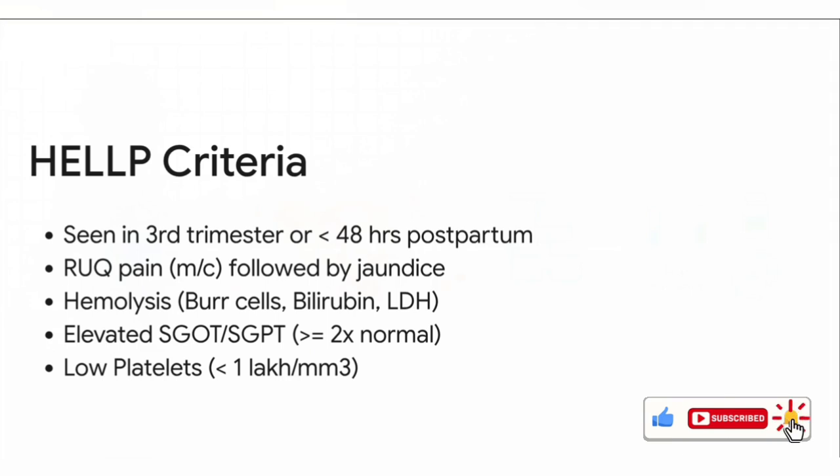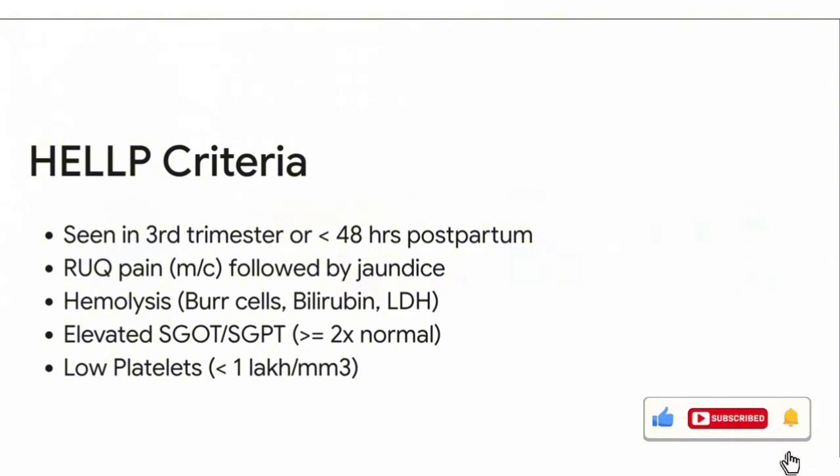So how does the patient actually present in the ER? Mostly in the 3rd trimester, or sometimes within 48 hours post-delivery. Now catch this, the most common symptom initially isn't jaundice. Actually, it's right upper quadrant abdominal pain. Concept समझो यहाँ पर. The liver capsule is stretching. To diagnose this, we use the Tennessee criteria.